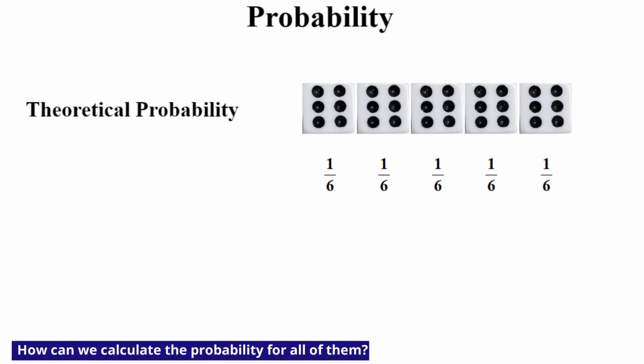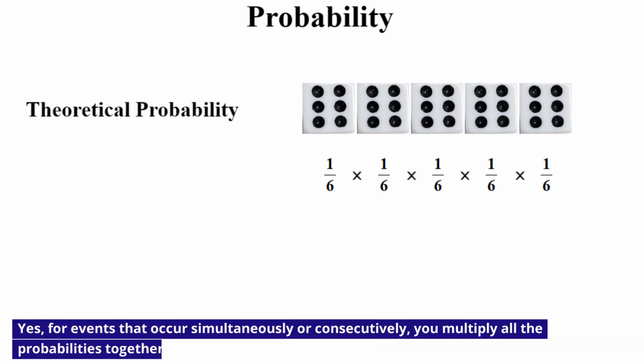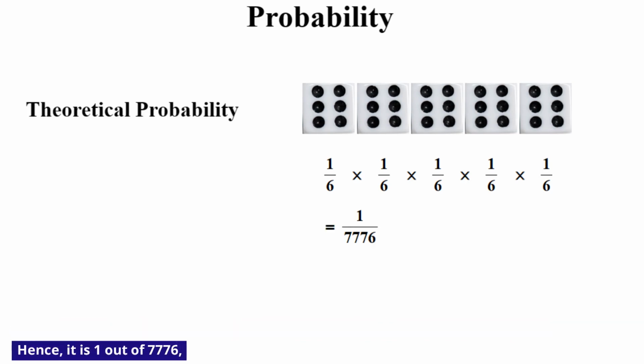How can we calculate the probability for all of them? Yes, for events that occur simultaneously or consecutively, you multiply all the probabilities together. Hence, it is 1 out of 7776, which is indicating a very slim chance.